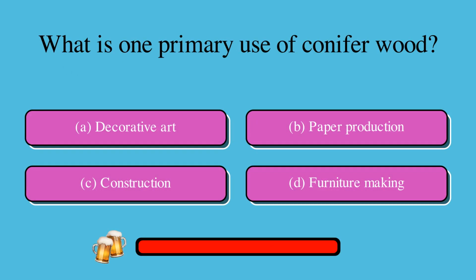What is one primary use of conifer wood? Is it A, decorative art, B, paper production, C, construction, or D, furniture making? The correct answer is C, construction.